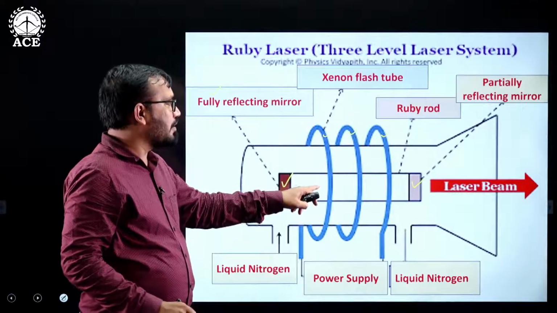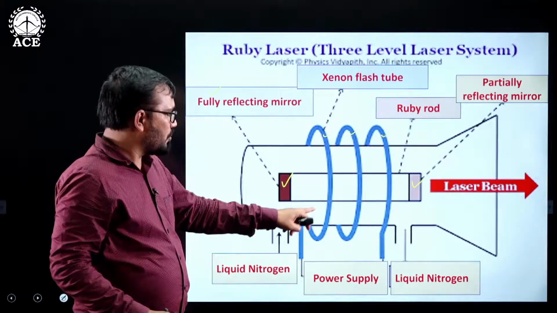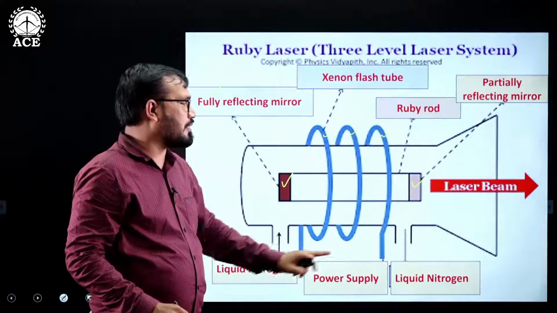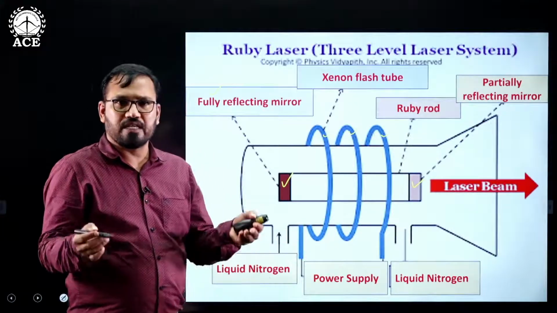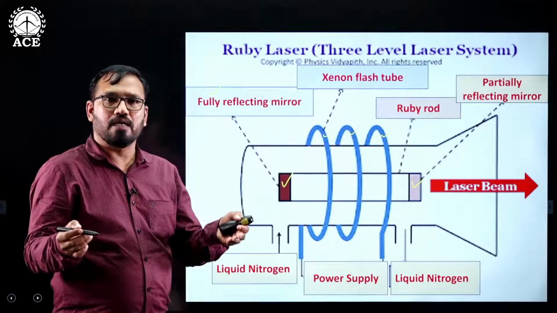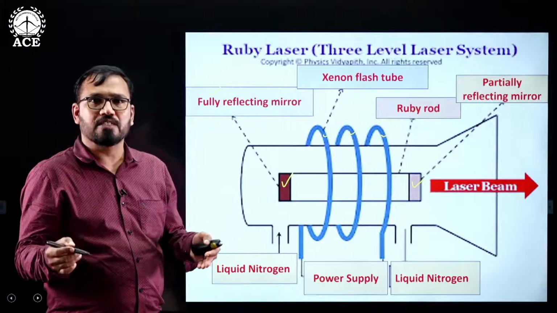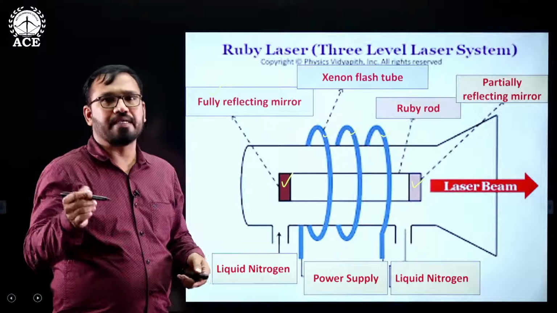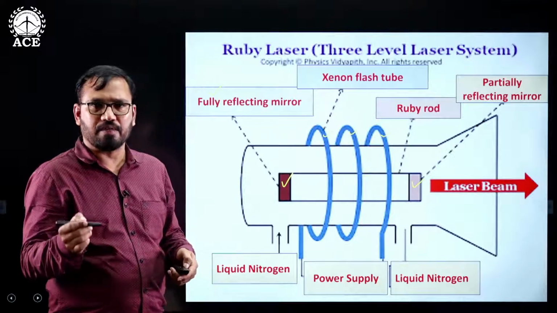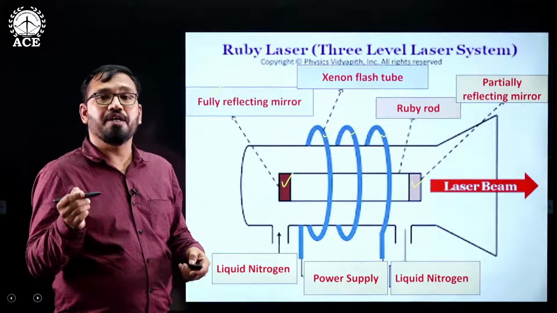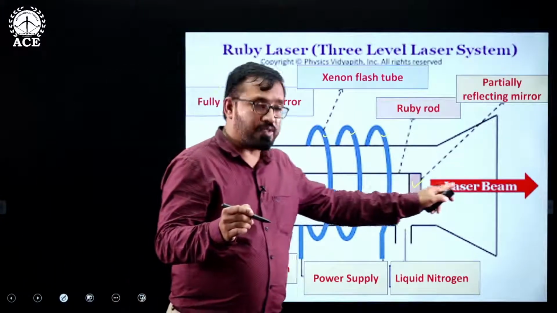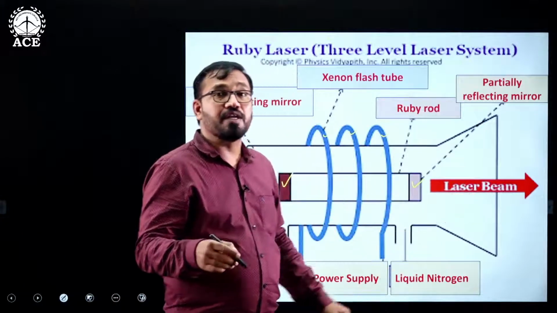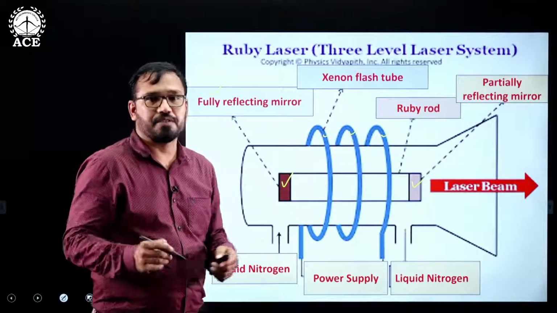So what is it having inside? Xenon gas, and that xenon gas is connected to a power supply. Whenever you give some external photon, meaning light energy, the xenon flash lamp will generate some light. Which kind of light is it? Greenish blue color light.